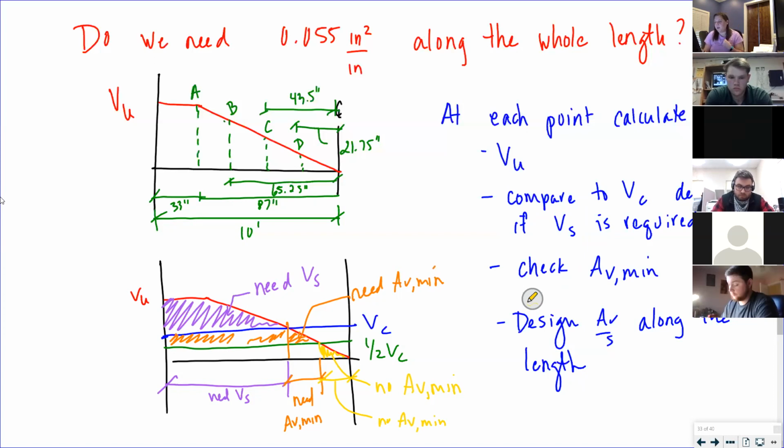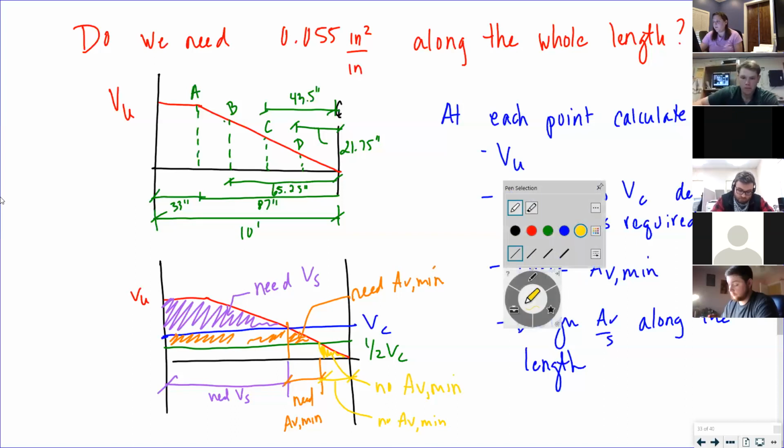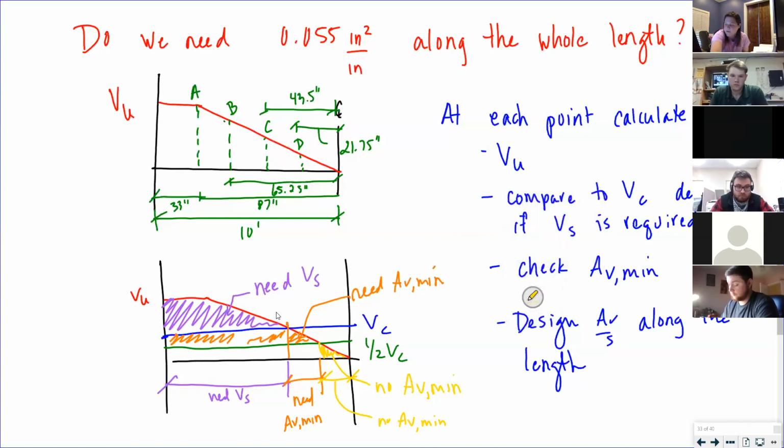I was just selecting a couple points along the length to illustrate that. But yeah, you're going to need it. And maybe, I don't want to color on this anymore, maybe you put them, like you said, at 3 inches to somewhere around here, and then you can put 6 inches to somewhere around here. They don't have to line up with when you need AV min and when you don't, and when you need shear strength and when you don't. It's just where there's a natural boundary.